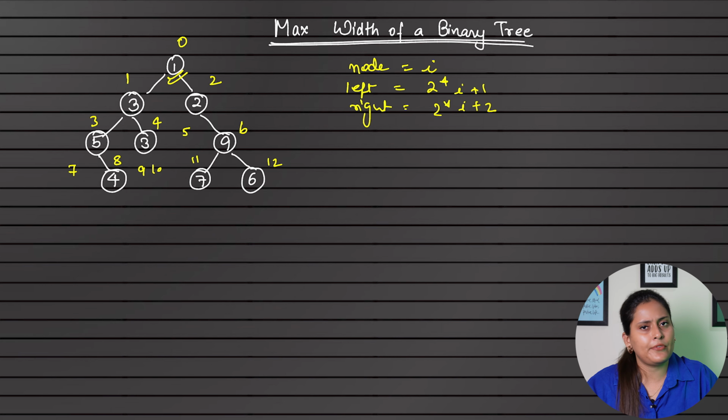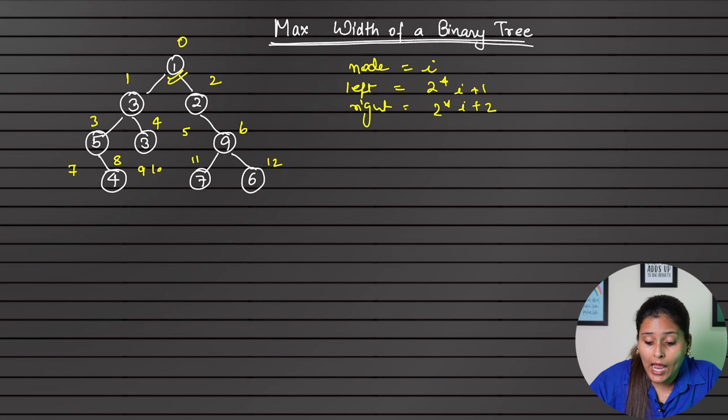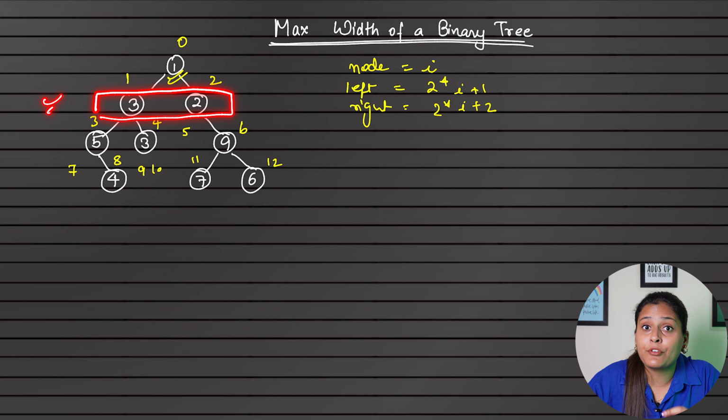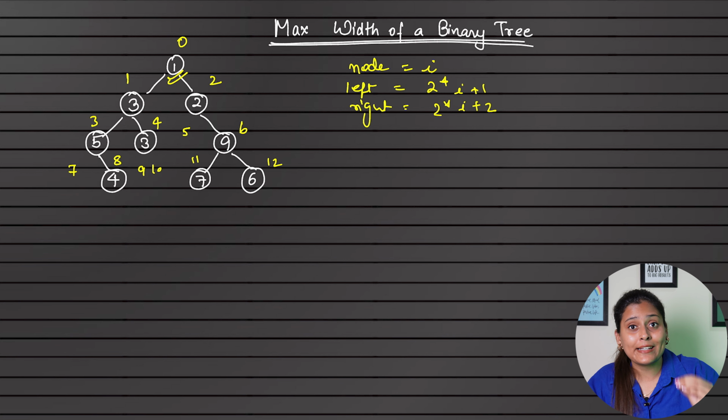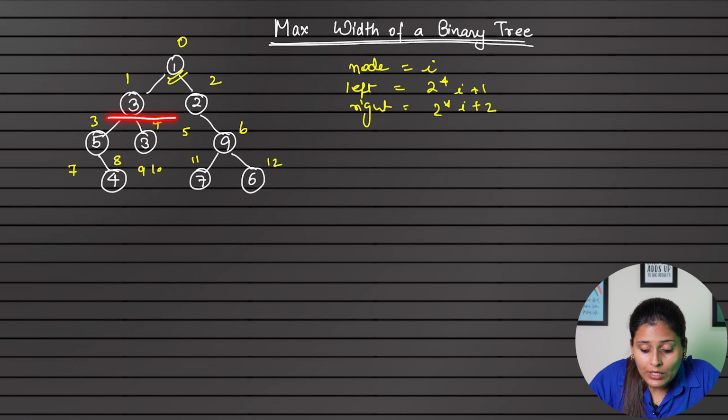Done? Either by BFS or DFS approach. Okay. Now the task is that we have to calculate the width for every level. So in BFS, it is very easy. How? Because we have already seen in the BFS level order traversal how the queue stores all the nodes present in that level.